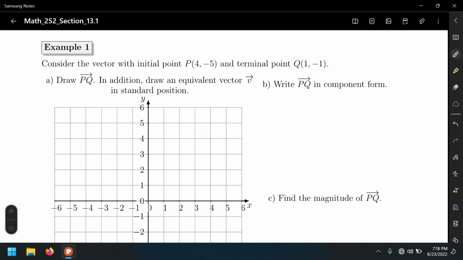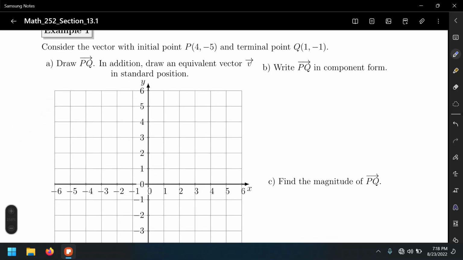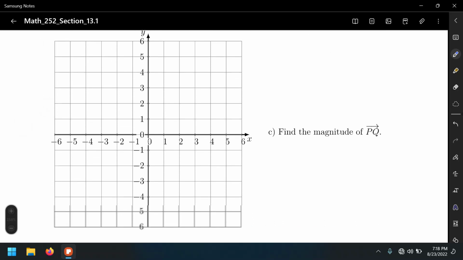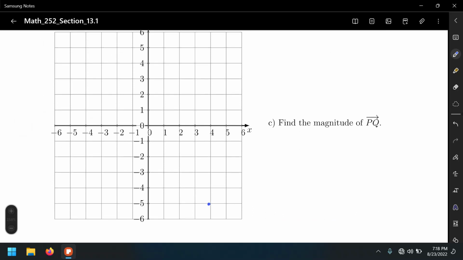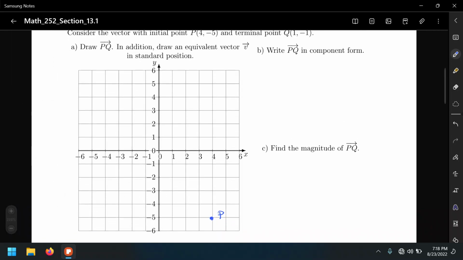Let's do an exercise. Let's consider a vector with initial point P at (4, -5) and terminal point Q at (-1, 1). So how about first we plot the points. P, which is (4, -5), that's our point P, and our point Q, which is (-1, 1). Okay?